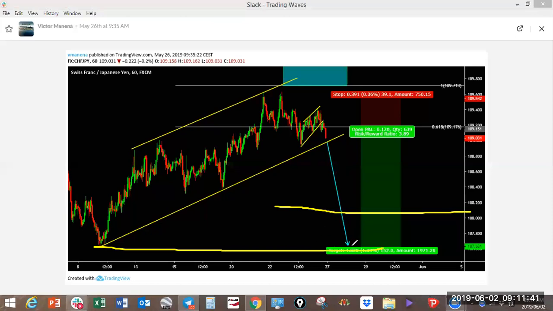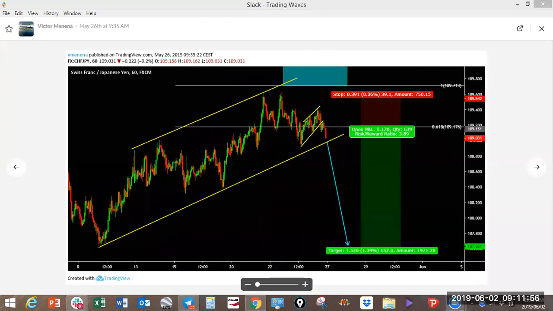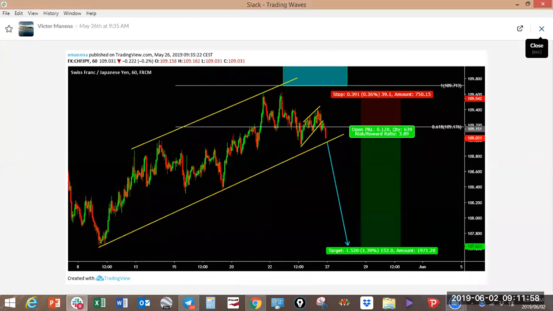You can either take profit and wait for another entry, or you can just protect your profits and move your stop loss into profit and let this run. Because I'm of the view that this is still going to go down. So I'm going to update this as we start with the analysis. Right, so that's CHFJPY, and that's how it has played out.